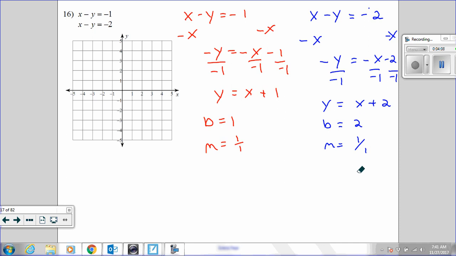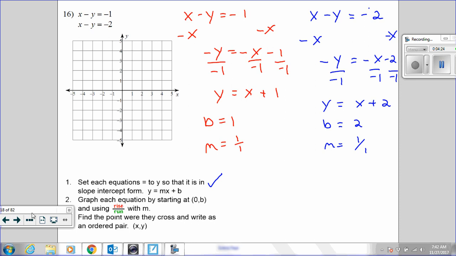And here's a quick little hint. Anytime you have the same slope, they're not going to cross. But I'll show you that when I graph. I start off with 0, b, which will be 0, comma 1, which will be right here. First let me indicate that I've done the first step, and my first step is to set each one equal to y equals mx plus b. Now I'm about to graph it.